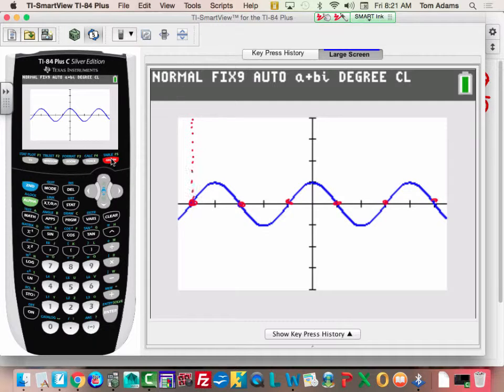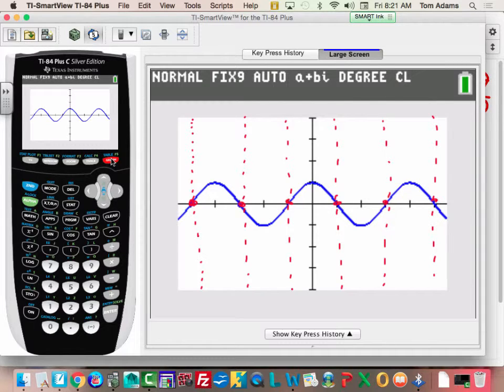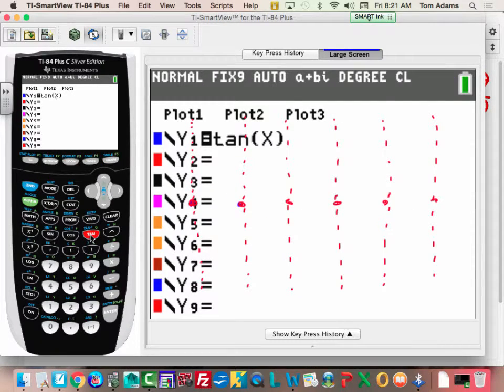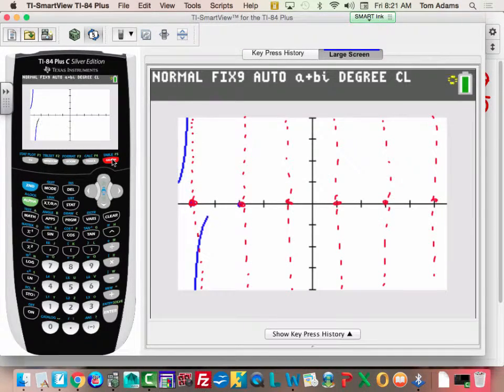And so whenever the denominator equals 0, we're going to have a vertical asymptote. Now, what will sine over cosine look like when we graph it? In other words, what will tangent look like when we graph it? Well, it will look like this.